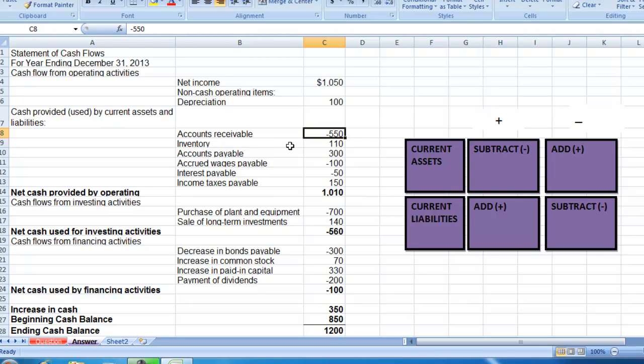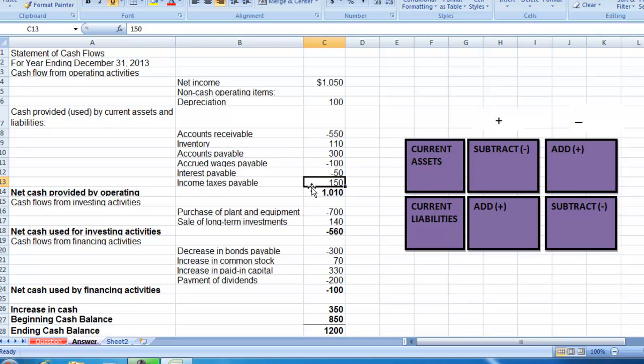We have a decrease in inventory. Lower inventory means more cash because we sold it. Accounts payable increased, and so did cash. In essence, we have yet to pay it, so we still have the cash. Accrued wages and interest payable decrease since we paid them with cash, which lowers our cash position. Income taxes payable increased because we owe more, we have yet to pay it, and still have the cash.